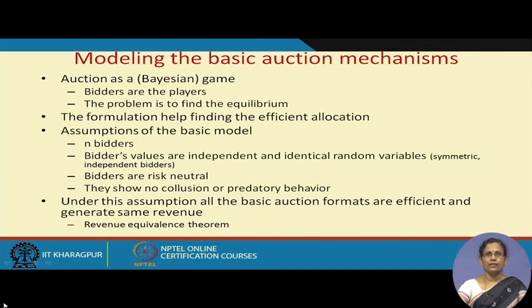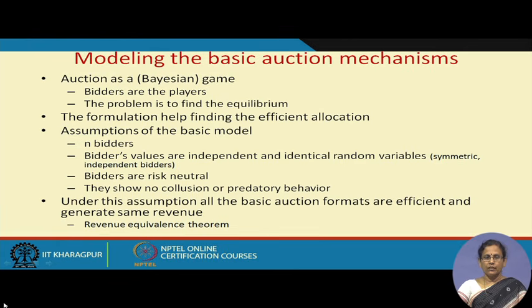Now, as I was telling you, while modeling the auction mechanism, auction is considered as a game. In fact, it is considered as a Bayesian game, because the exact bid value of the bidders is not known. Here the bidders are the players. The problem is to find out the equilibrium from which nobody can deviate. In fact, in all game theoretic problems, the problem is to find out the equilibrium point from which nobody can deviate.